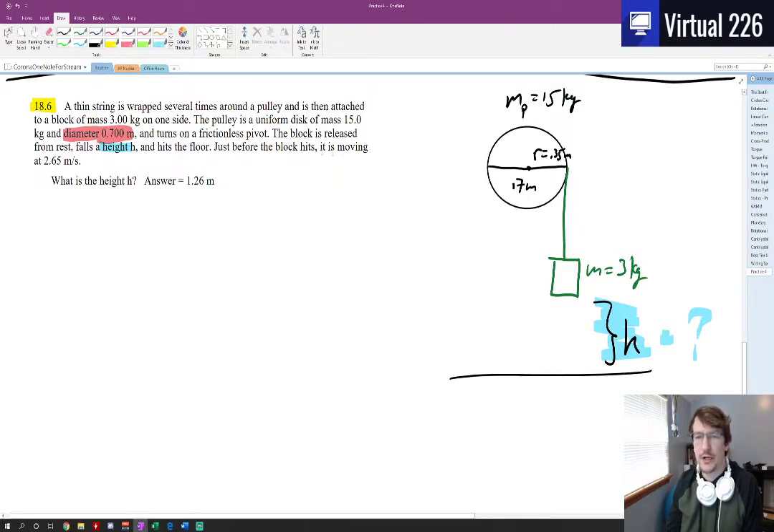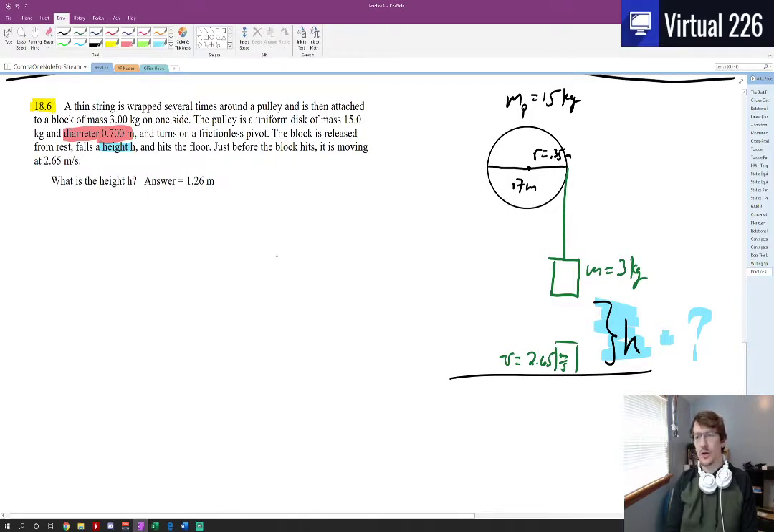But just before the block hits, when the block ends up down here, it has a speed of 2.65 meters per second. We're looking for this height h. We know the answer is 1.26. Let's see how we actually set that up.